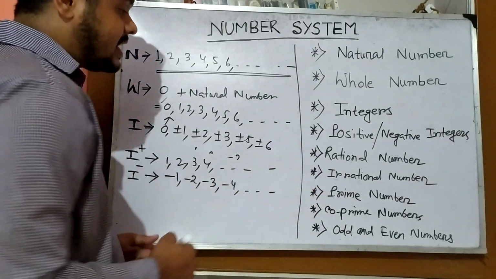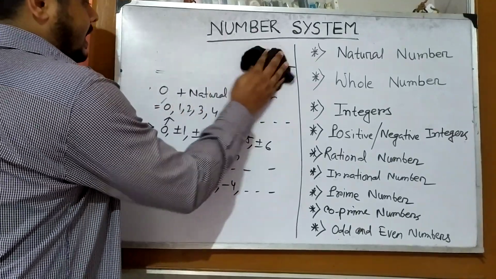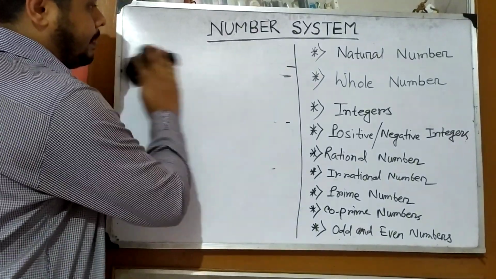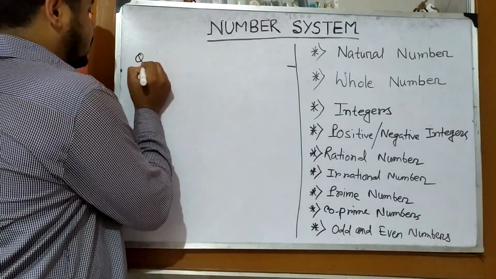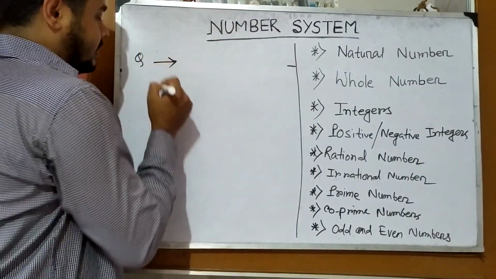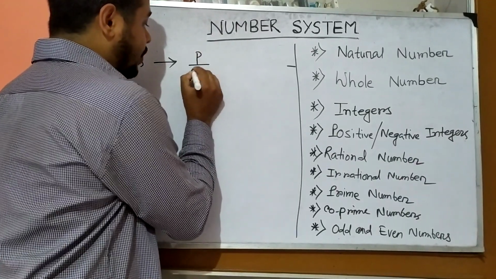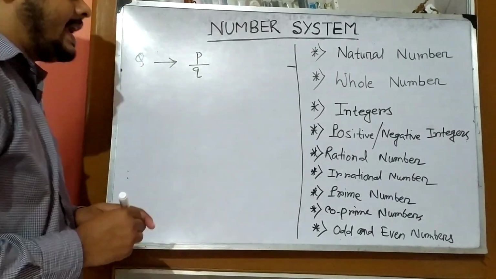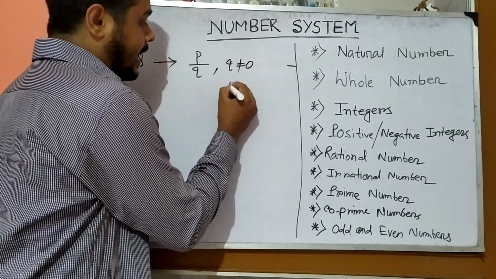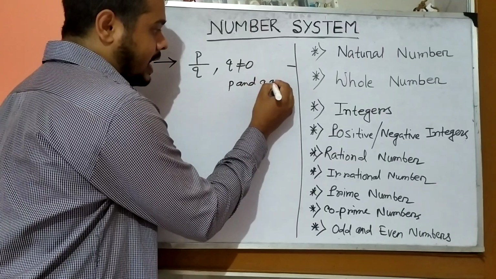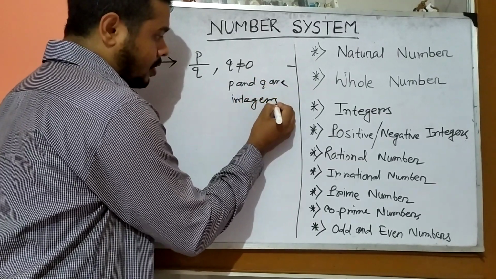And after that, rational number. We are coming to our next point, rational number. Rational number is denoted by Q, and rational number means a number which can be expressed in the form p by q, q not equal to 0, where p and q are integers. Okay?